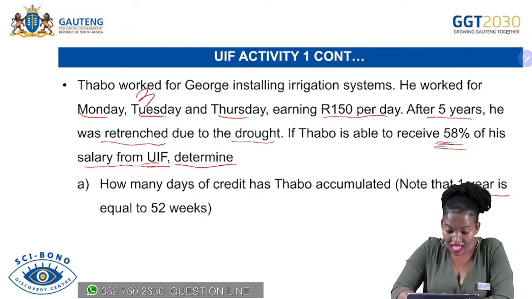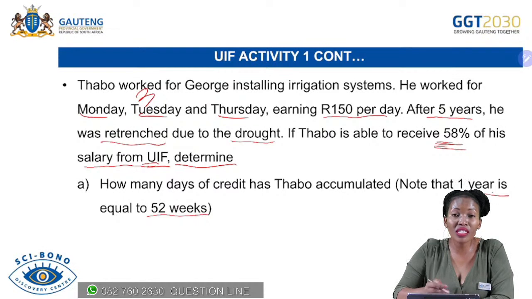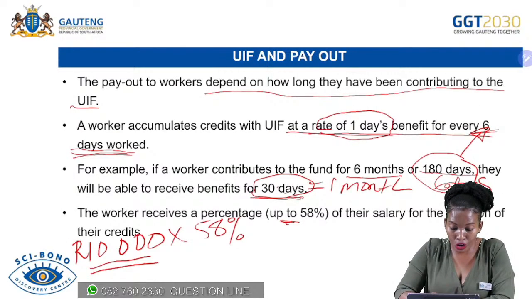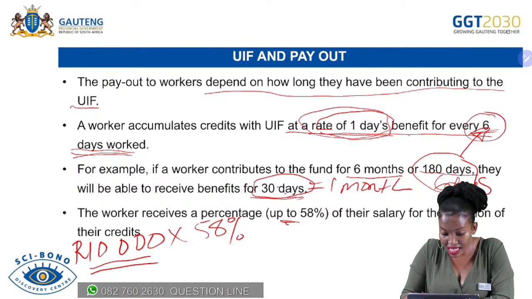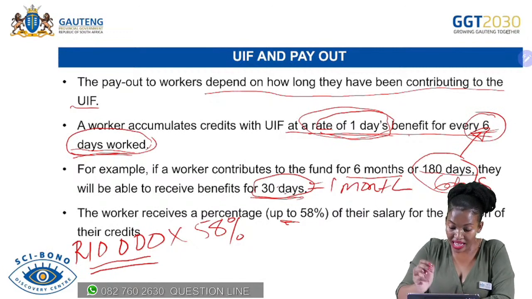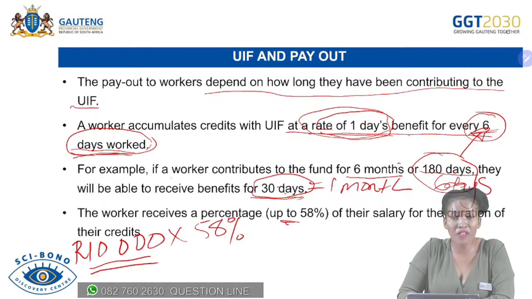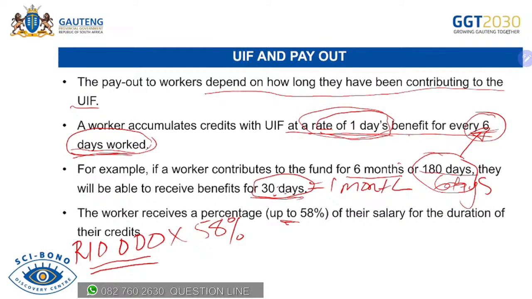Note that 1 year is equal to 52 weeks. The fact that they've converted a year to weeks means they want us to work with weeks. Remember, if you go back to our information, they said that a worker accumulates credits with UIF at a rate of 1 day's benefit for every 6 days that they have worked. I gave a perfect example: if a worker contributes for 6 months, or actually 180 days, they will be able to receive benefits for 30 days. How did I get the 30 days? I had to divide my number of days by 6. So let us check our problem.